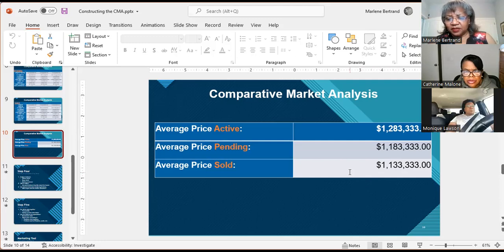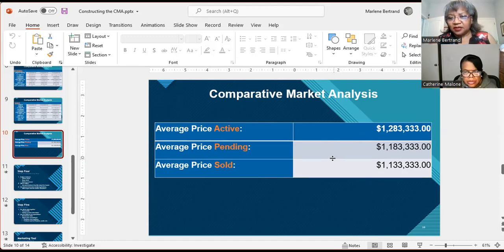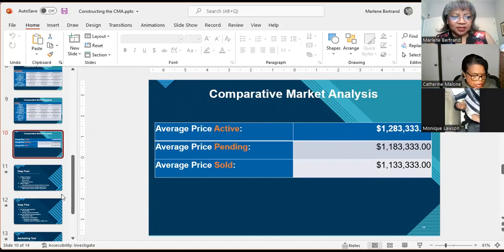If you list it at 1.283, whatever the number is, you can tell them that's the average price, so maybe go ahead and list it at that. And then what you want to do, these are just averages. You want to now take into consideration their property, whether it's in good condition, bad condition, and that'll help you determine what price to list it at or what price to offer. So let's move on. Any questions about this average active, pending and sold?